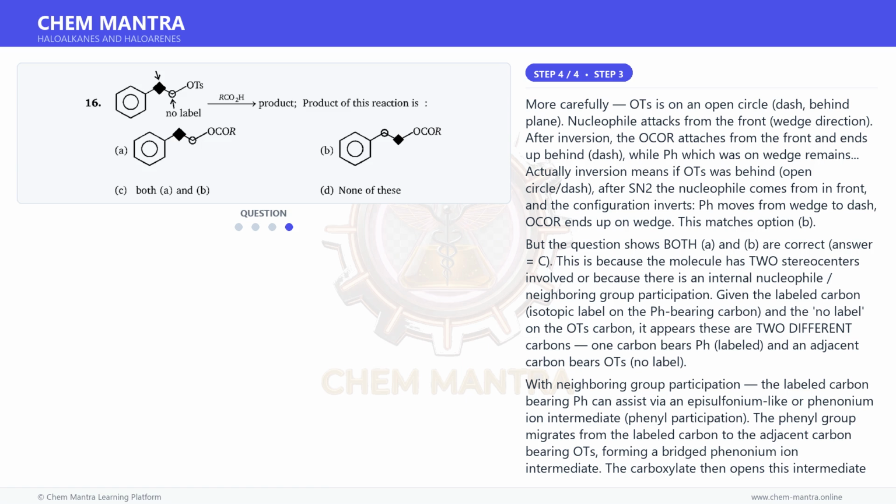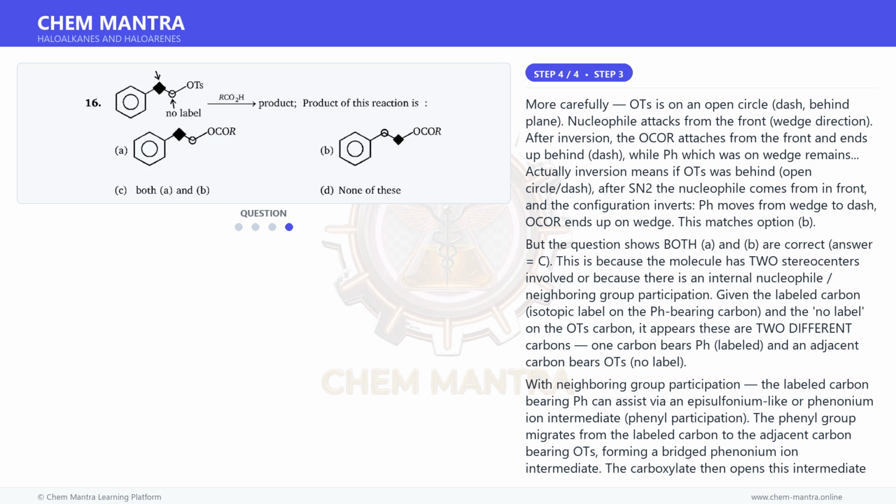This gives retention of overall configuration relative to the original Ph position but with label scrambling. Opening at the labeled carbon, path 2, gives product B: OCOR on the unlabeled carbon, Ph on the labeled carbon with inverted configuration. Both products form in equal amounts due to the symmetric phenonium intermediate. Therefore, both A and B are formed, making option C correct.